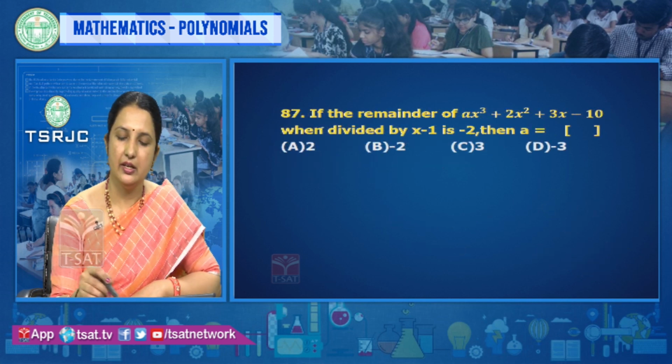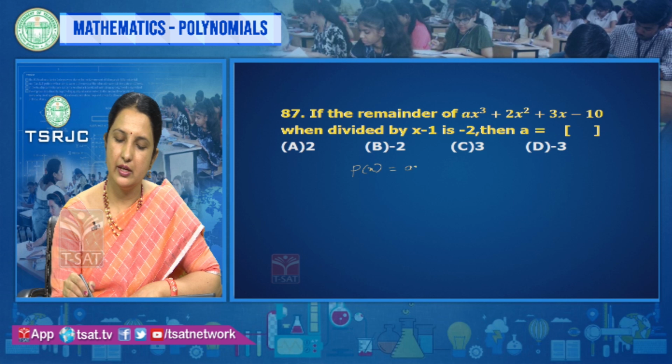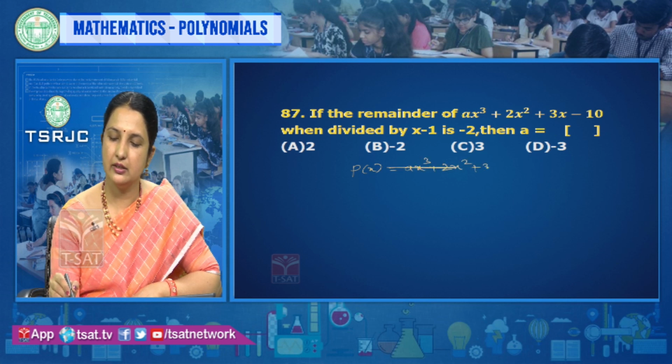Next, 87. If the remainder of ax cube plus 2x square plus 3x minus 10 when divided by x minus 1 is minus 2, then a equals? So when we divide by x minus 1, we will take p of x as ax cube plus 2x square plus 3x minus 10.